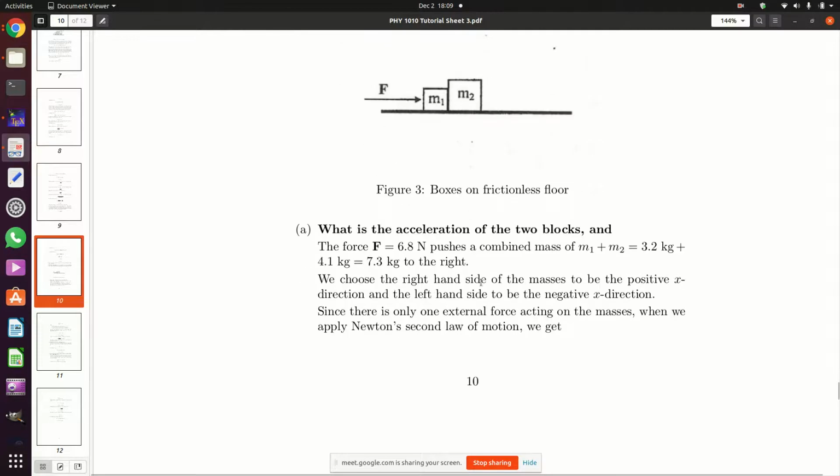So in that case, that's where we come in here. We work out the combined mass of M1 plus M2, which is 3.2 kgs plus 4.1 kgs, and that gives us a combined mass of 7.3 kgs.